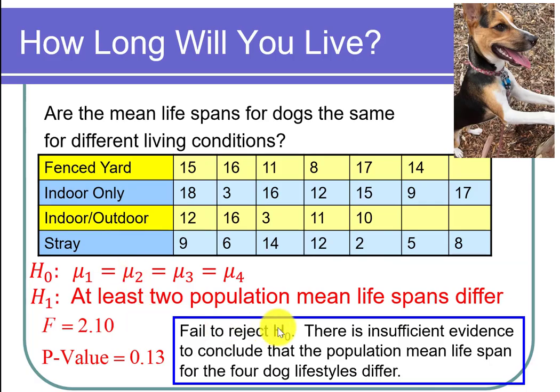We can conclude that there is insufficient evidence to conclude that the population mean lifespan for the 4 dog lifestyles differ. And I want to remind you, when you have insufficient evidence, it does not tell us that the population mean lifespans are the same.